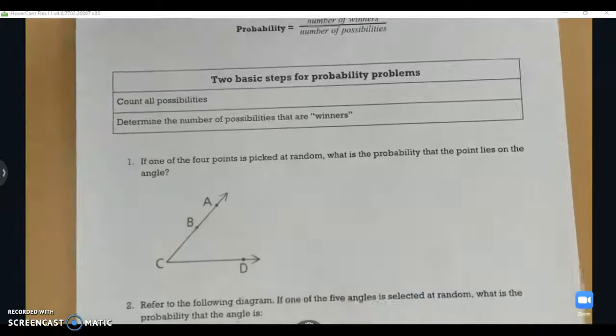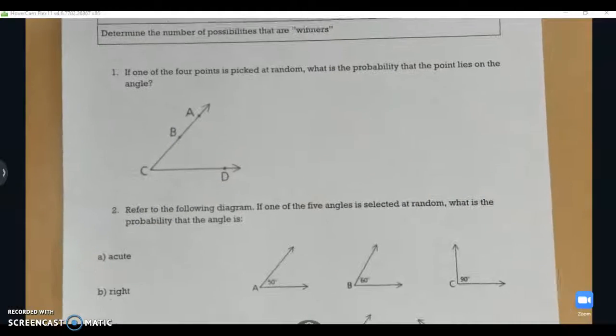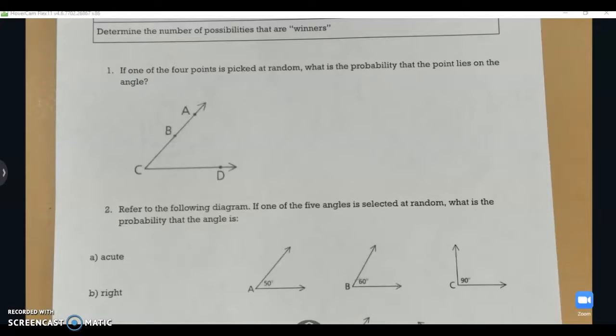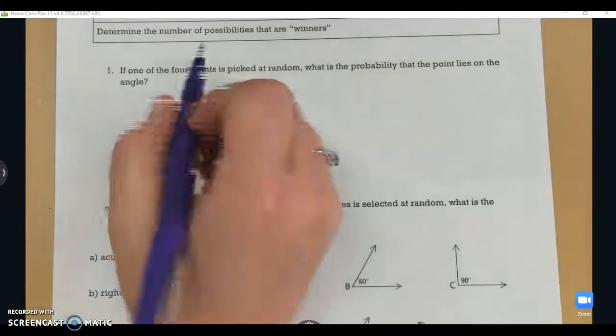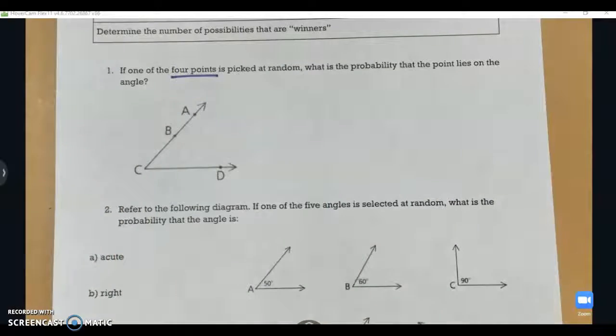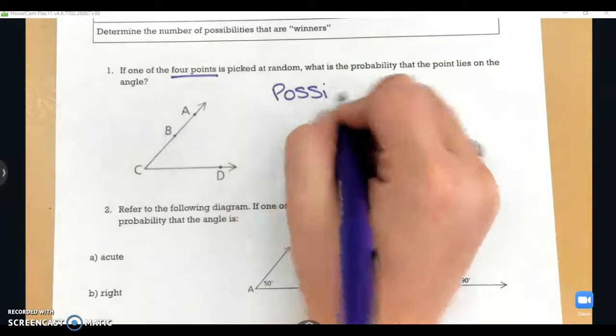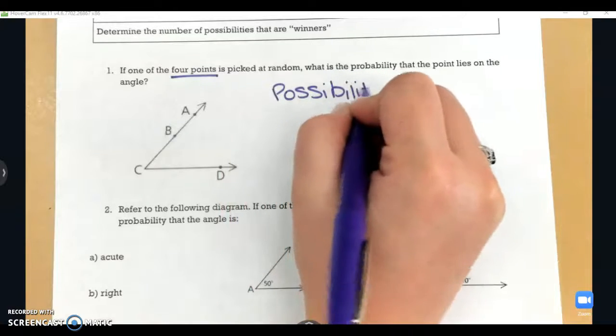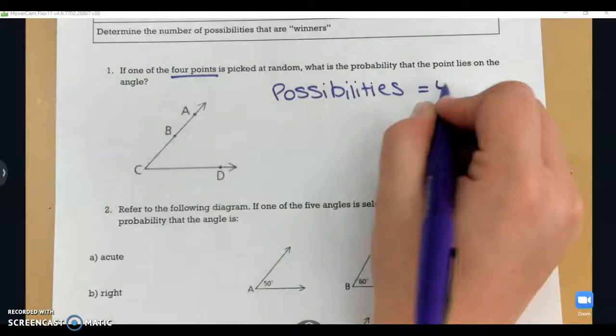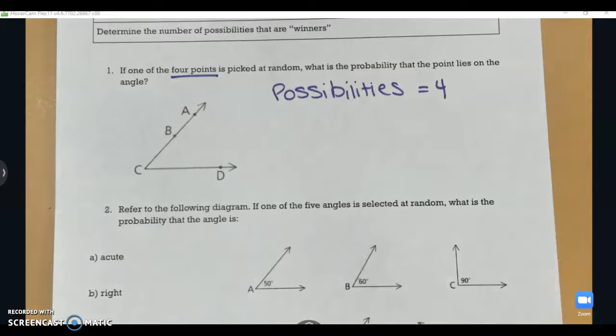So let's look at this example 1. If one of the 4 large points is picked at random, what is the probability that the point lies on the angle? So we're already told that there's 4 large points, so that's my total possibilities. So my total possibilities is 4. What is the probability that one of them lies on the angle?